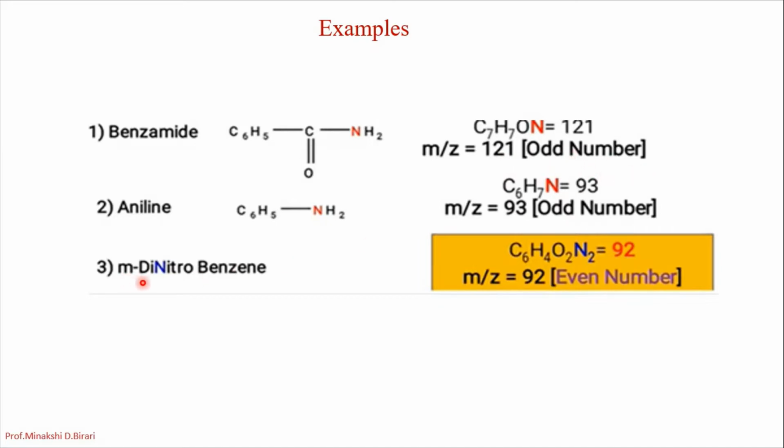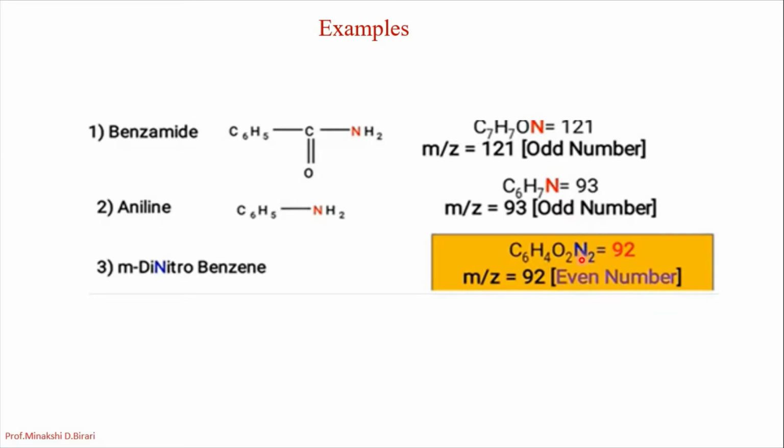Third example, m-dinitrobenzene. Dinitrobenzene means the number of nitrogens present in this example is 2. Molecular formula C6H4O2N2. That means 2 nitrogens.